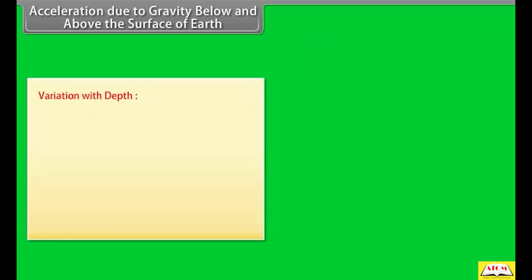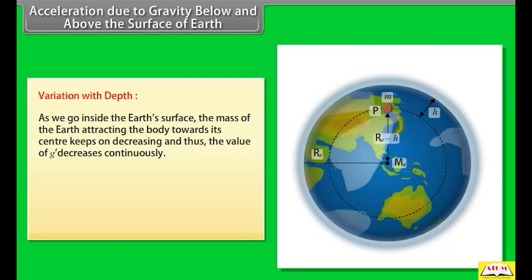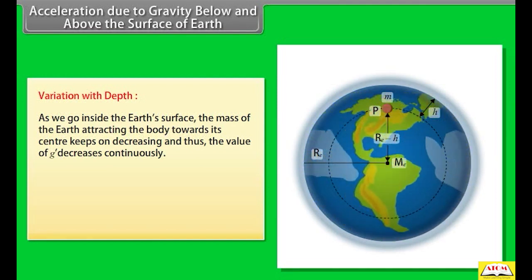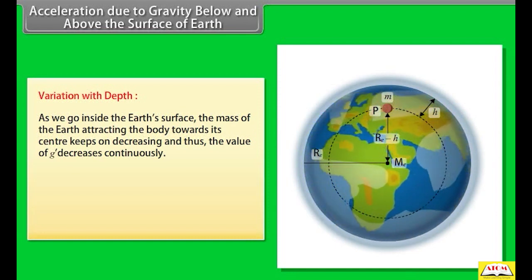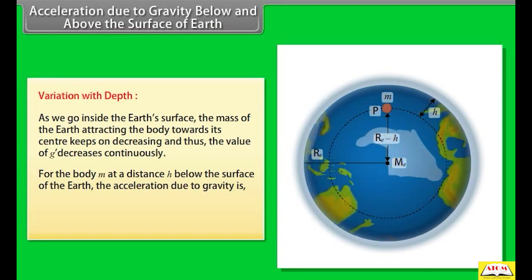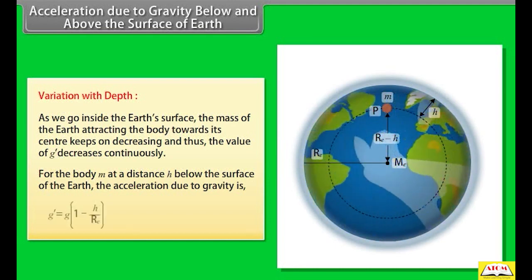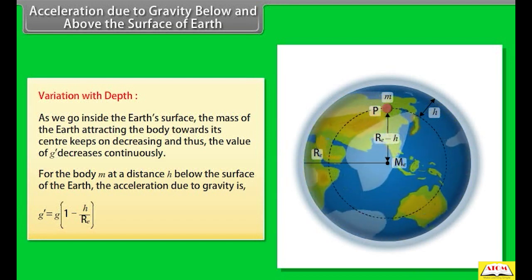Variation with depth. As we go inside the Earth's surface, the mass of the Earth attracting the body towards its center keeps on decreasing and thus the value of g decreases continuously. For the body m at a distance h below the surface of the Earth, the acceleration due to gravity is g dash is equal to g multiplied by (1 minus 2h upon Re).